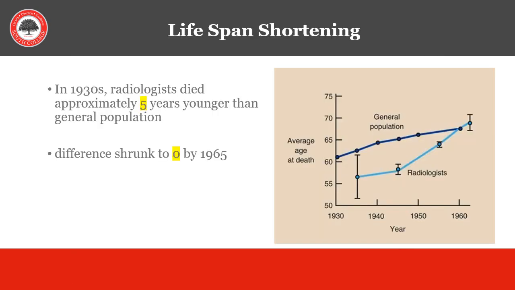In the 1930s, radiologists were found to die approximately 5 years younger than the general population. We can also consider that radiologists received higher doses of radiation compared to the radiation worker or the radiographer specifically. That difference shrunk to zero by 1965 and has never resurfaced again. But it was definitely an issue for 35 years.